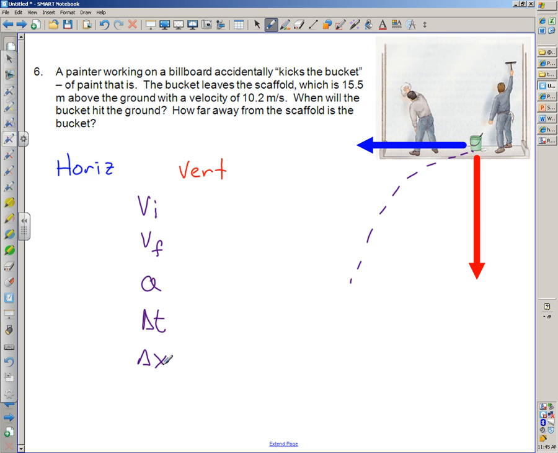Now that we've set up our little work table, we can start analyzing what it is we're looking for. What's the first thing that this problem asks us to solve for? It says, when will the bucket hit the ground? If it's asking us a when question, it's asking us to solve for what? Time. So, here's one trick as far as this table is concerned. Is it horizontal time or is it vertical time? And the answer is, it doesn't matter.